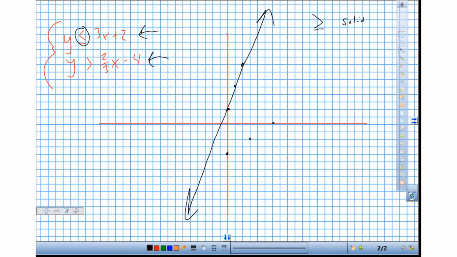Okay, now, because this doesn't have a line underneath it, that's going to mean it's dotted. And it doesn't matter the direction that these things are pointing, it matters what they look like. So we're going to go ahead and dot a line.